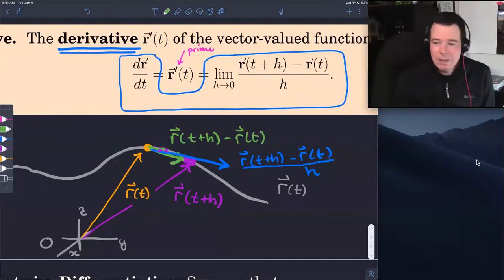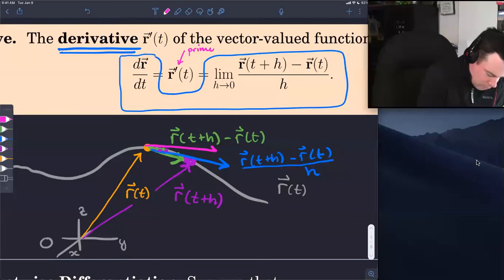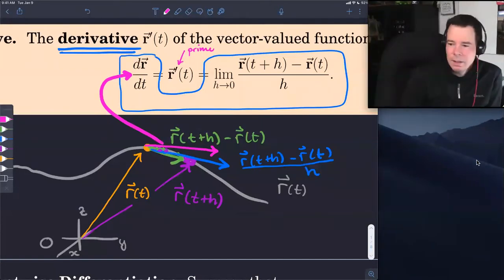So for a given t value, plot the orange point, move a little bit away, plot the purple point, and now let that difference between them shrink to 0. And when we let that difference shrink to 0, maybe I'll use a pink one, what I get is a vector like this. And that vector is our dr dt. That's the limit as h goes to 0 of that blue vector, the difference quotient.